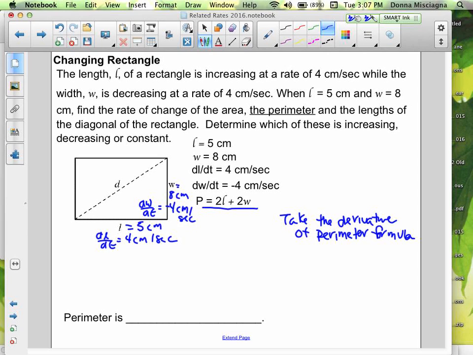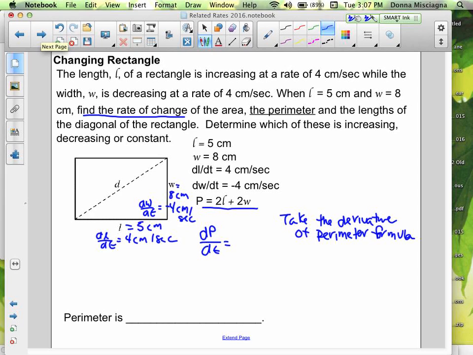And of course, what we're looking for is the rate of change in the perimeter. So we're looking for dP/dt. Right? So we'll take the derivative here. Derivative of P is going to be dP/dt.